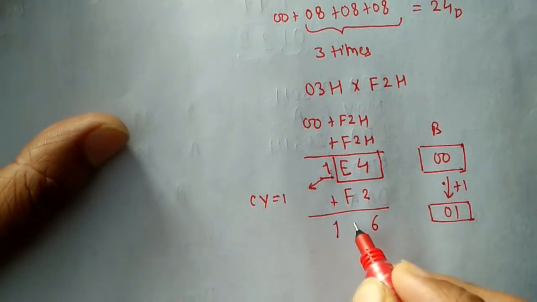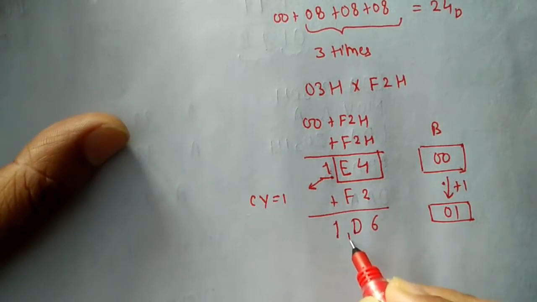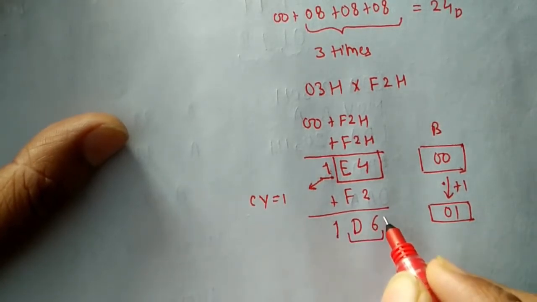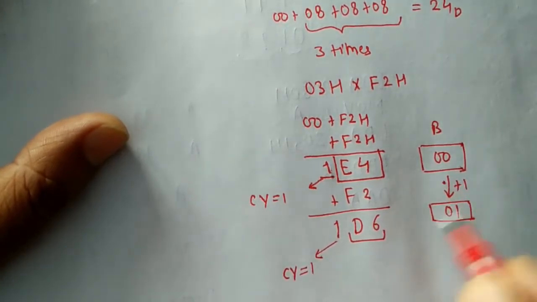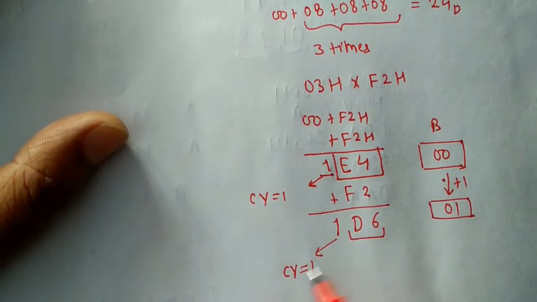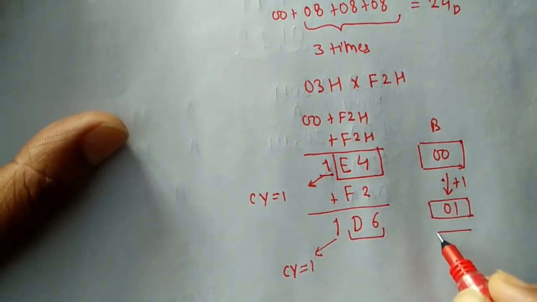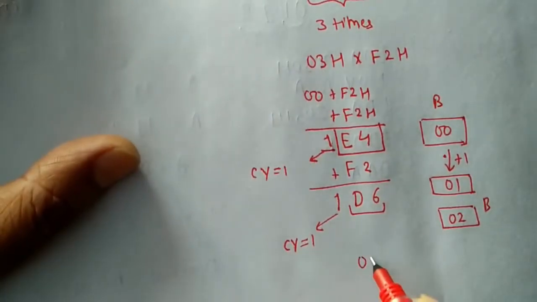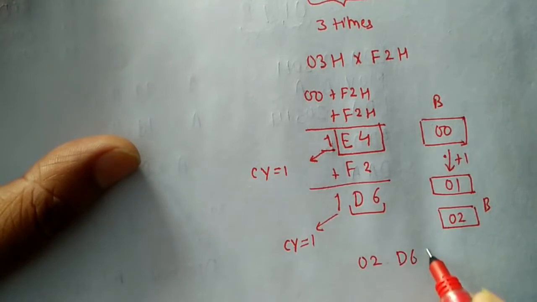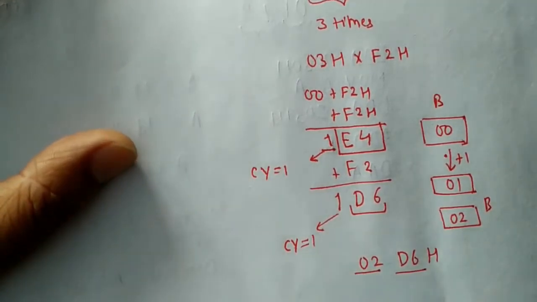So again we will get the value d6h, and 1 will be reflected in the carry flag. As we are checking for carry, we will again check whether carry is present or not. If carry is present here, then again we will increase this value. So now in register B we will get 02h. So the overall result will be 02d6h, and we will store these numbers in different memory locations.